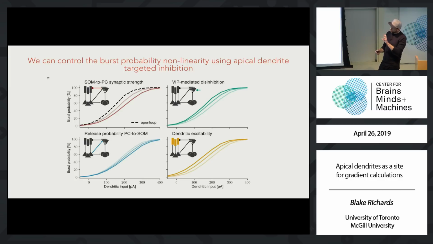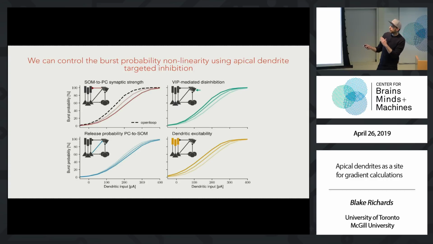Now, one additional kind of interesting component to this, which I'll touch on again later, is that you also can control the nonlinearity in the apical dendrites using apical dendritic targeting inhibition. And you can do that in a variety of different ways. So for example, if you have some kind of simulated somatostatin interneurons, so this is the burst probability as a function of the amount of dendritic input. You can alter the slope of that nonlinearity. It has to be nonlinear because it has to range between 0 and 1 or 0 and 100%. And you can alter that slope and make it more or less linear depending upon how much inhibition you apply.